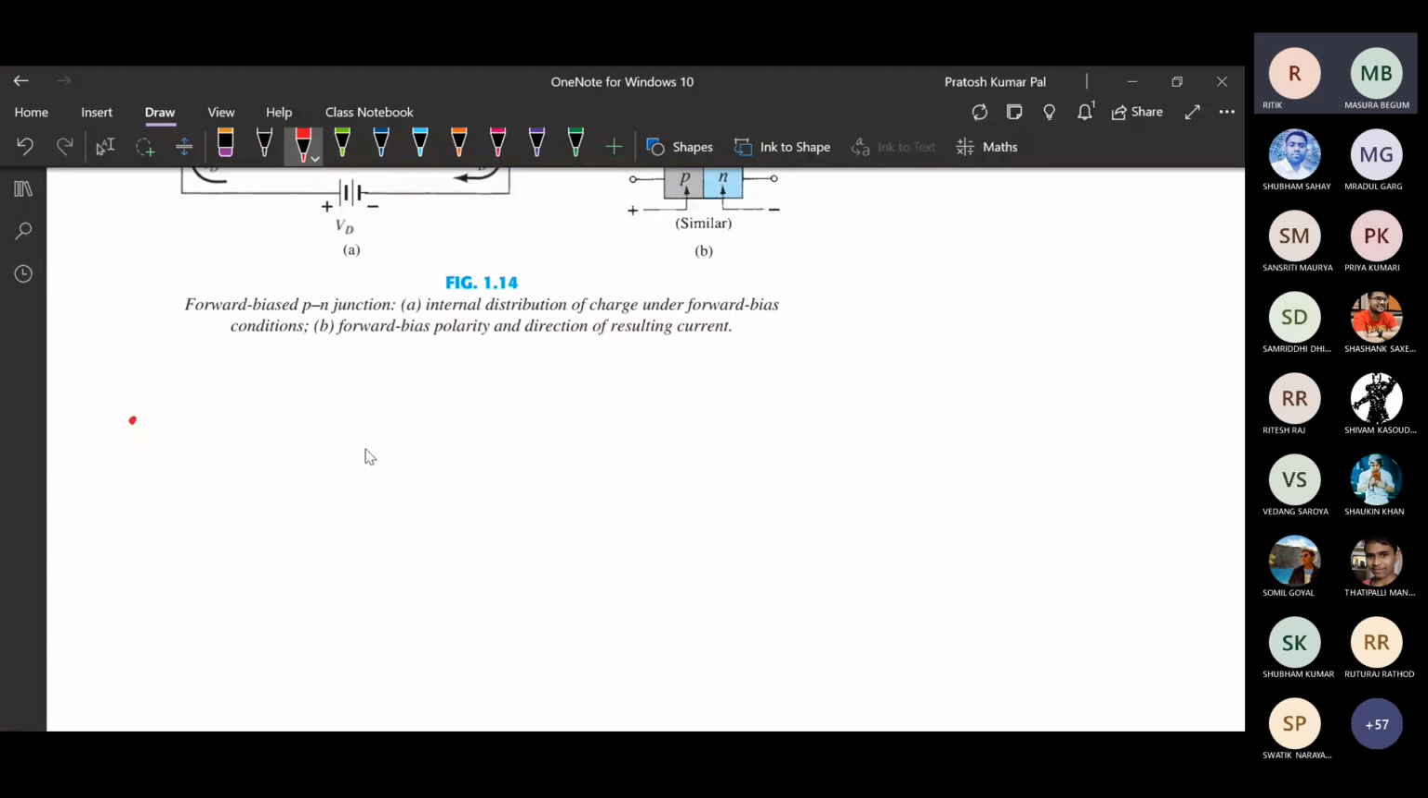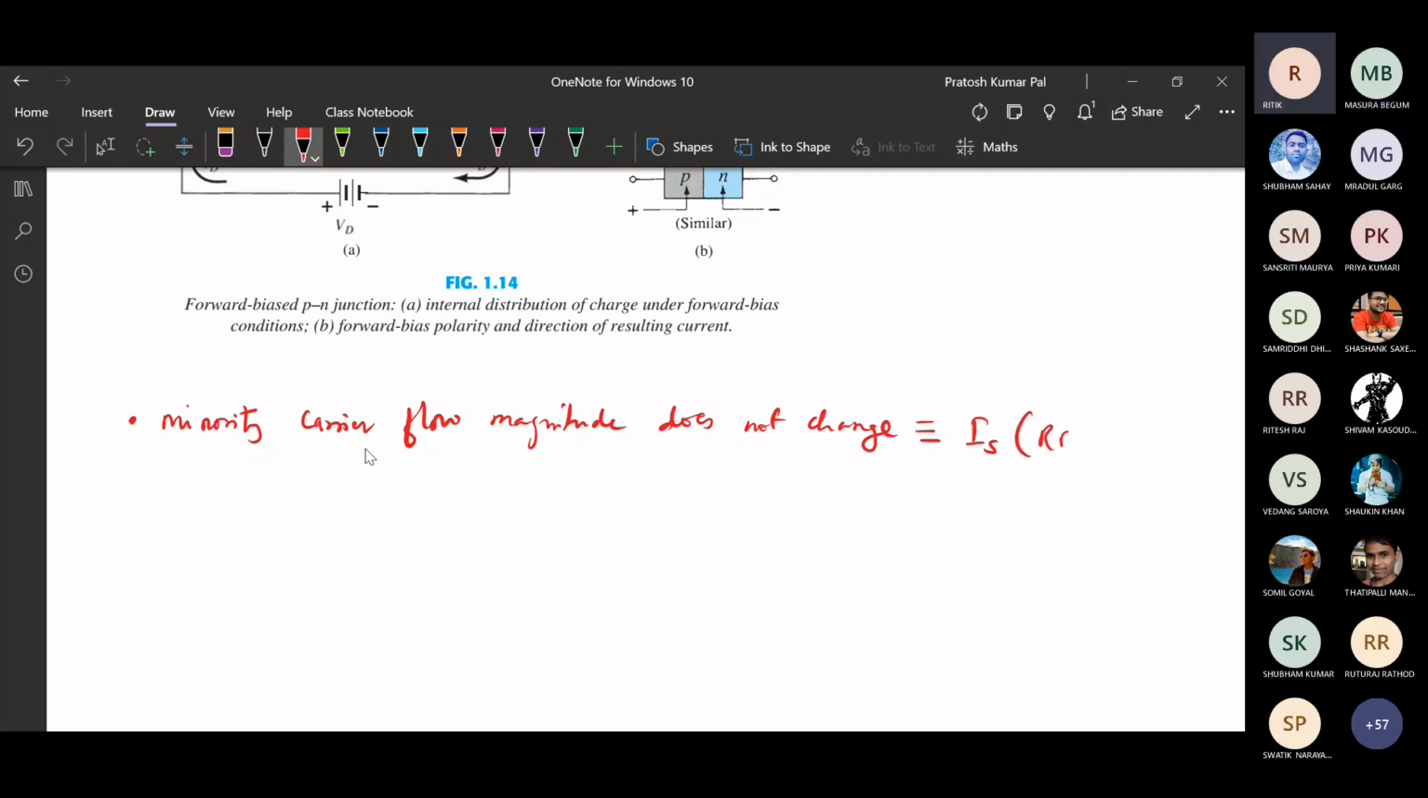We just need to notice here that the minority carrier flow magnitude does not change. That means the minority carrier current will be equal to the reverse saturation current, as it was in reverse bias. In the reverse bias case, whatever minority carrier current was there, a similar minority carrier current will be there in the forward bias case also. But here the depletion region is going to reduce. So a reduced depletion region is there.